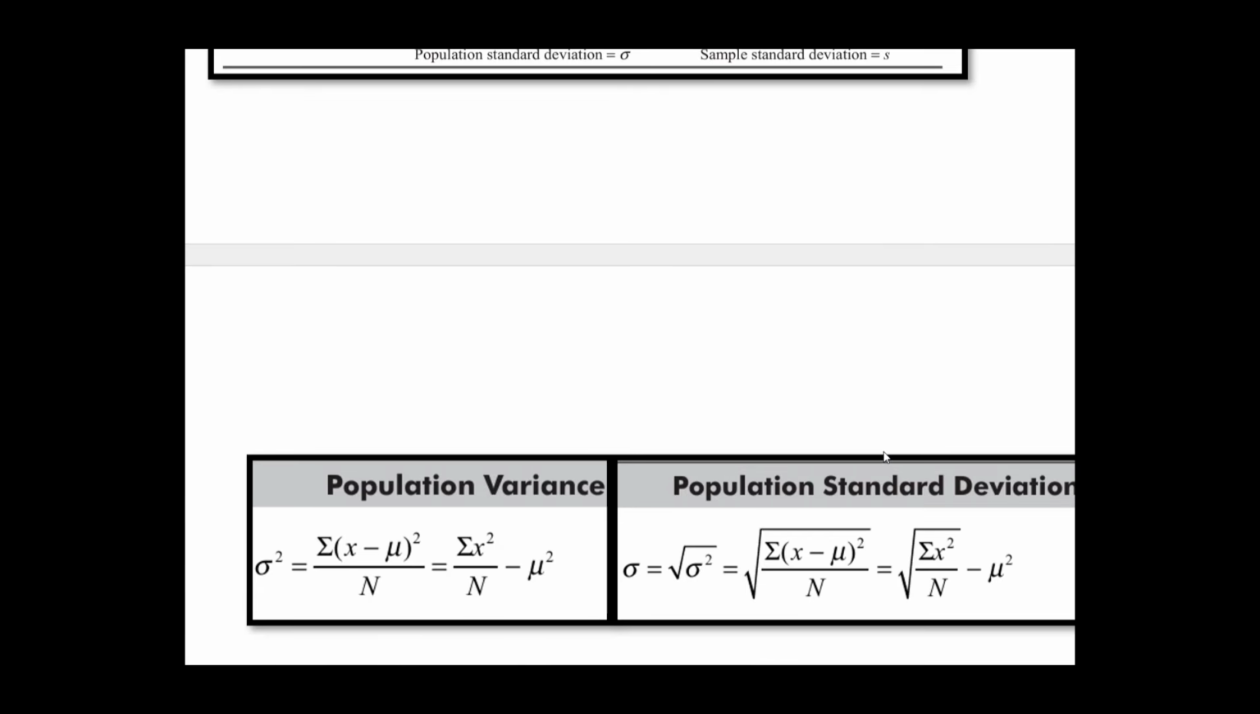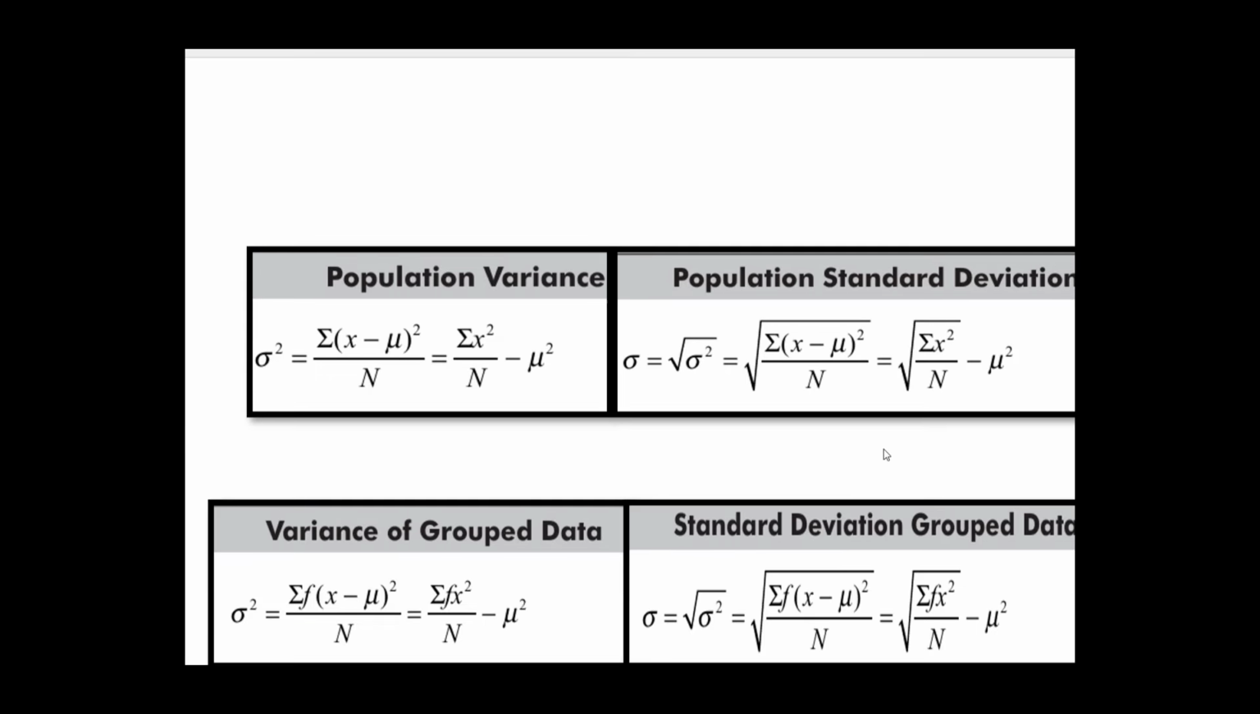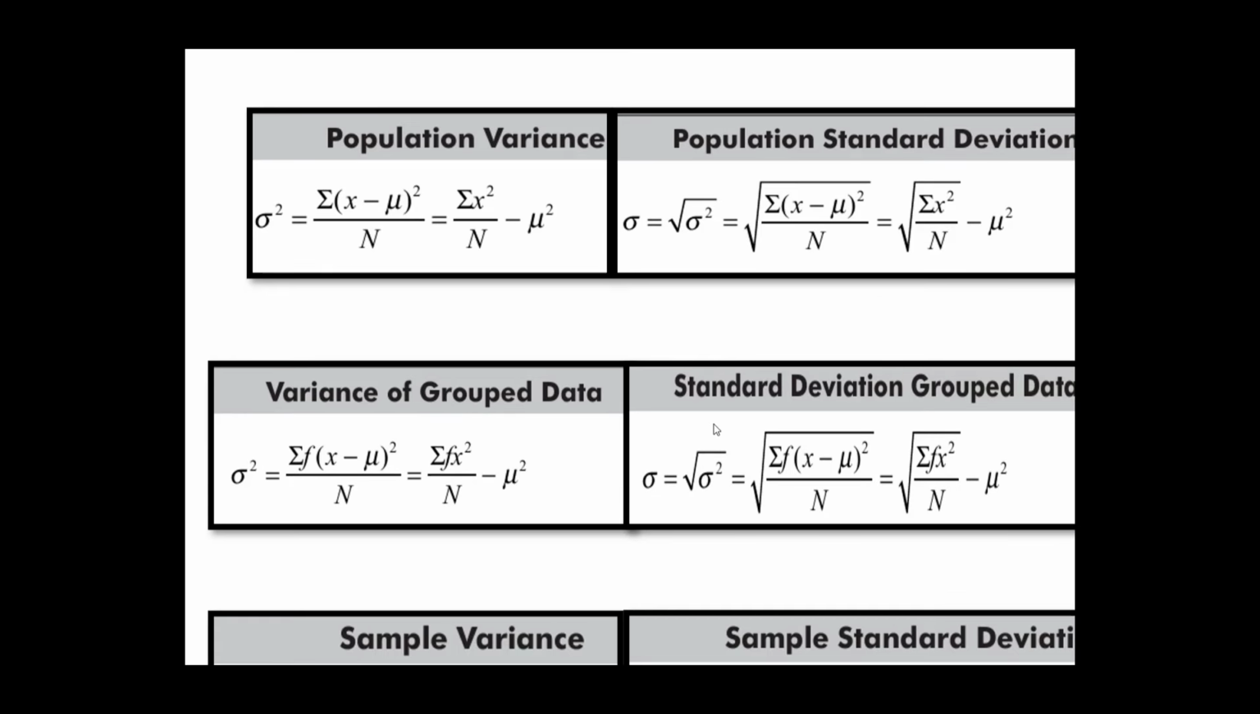Also, if you just recollect the formulae for population variance, we find sigma of (x minus mu) square upon the total population size, and for standard deviation, the square root of that, right? And if it is grouped data, then we use frequency to multiply (x minus mu) the whole square, right? So this is what we do for population.